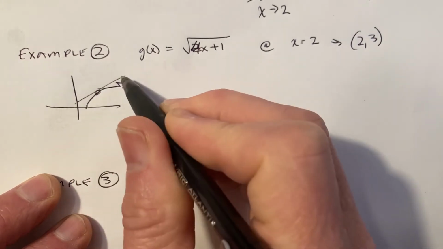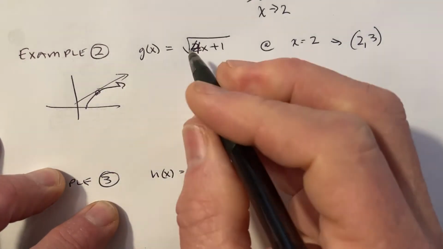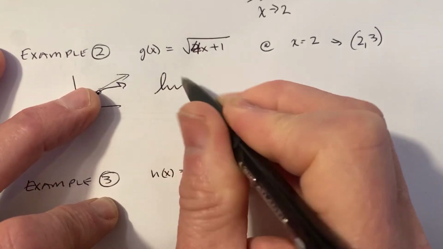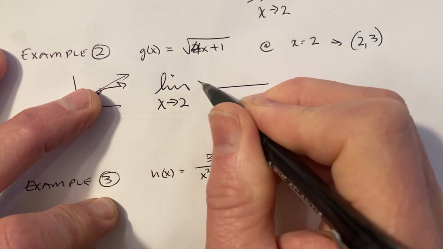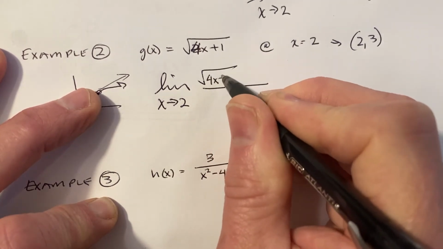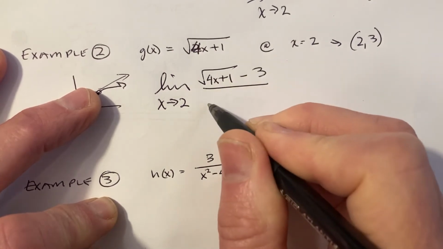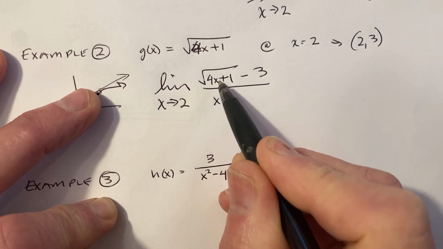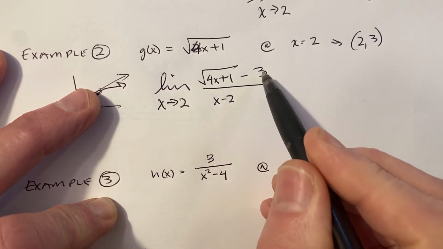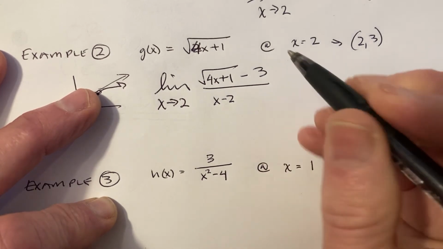So I got the same point, but an entirely different function. In this case, we're expecting that to be a positive slope, maybe not very steep. We'll see what it is. Again, I set it up. The limit as x approaches 2 again of our function, the square root of 4x plus 1, and then minus, in this case again it's 3, all over x minus 2. Again, of course, if I plug in 2, I'm going to get 3 minus 3, which is 0 over 0. That doesn't work.